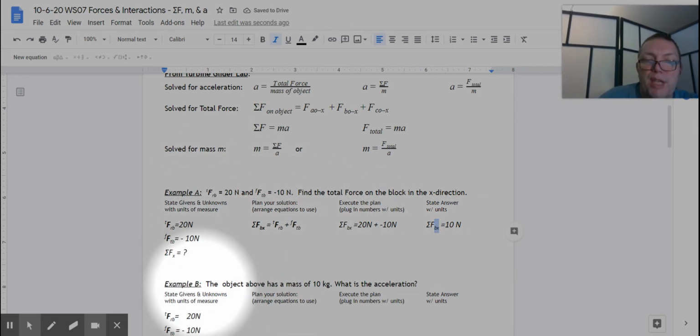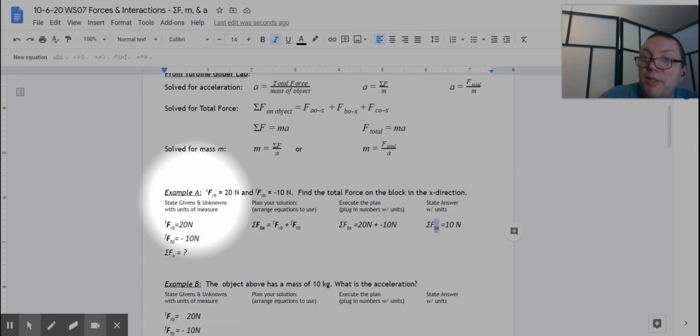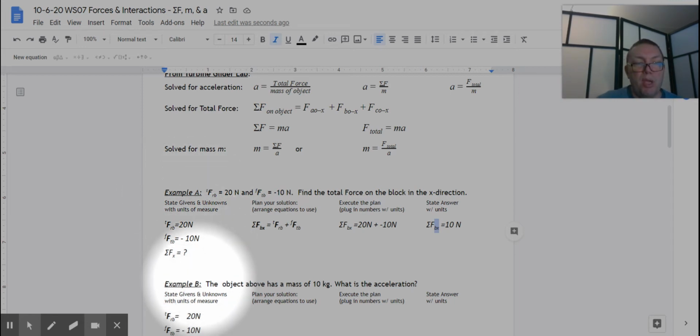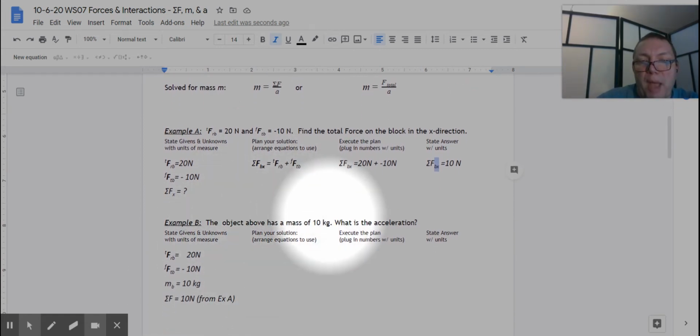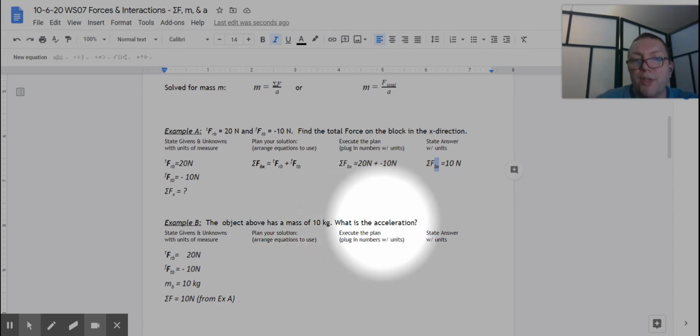The next question, example B, actually links to example A, and that's how the first 6 questions on this sheet go. Examples 1 and 2 are linked. Examples 3 and 4 are linked. So the same thing here, example A and B are connected together. Example B says, if the object has a mass of 10 kilograms, what is the acceleration?